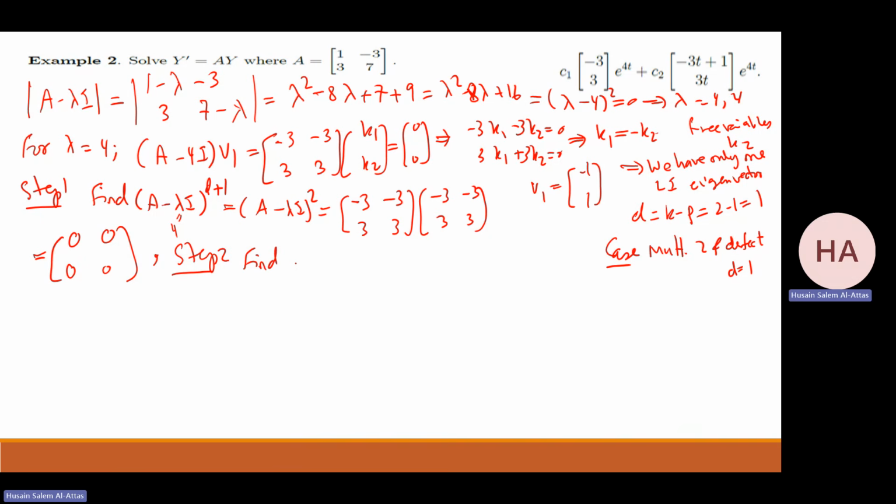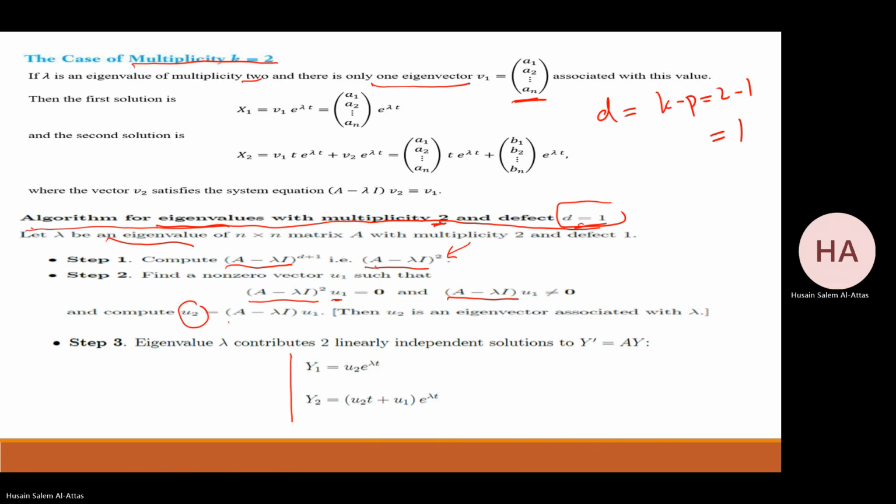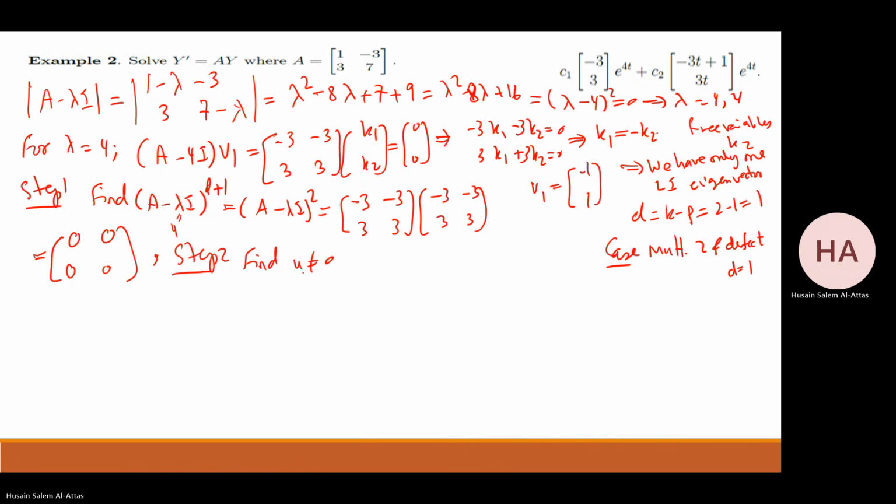Find U1, then U2. Be careful here. (A minus lambda I) squared times U1 equals 0. But I need another condition also: (A minus lambda I) times U1 not equal to 0. So I need the two conditions.